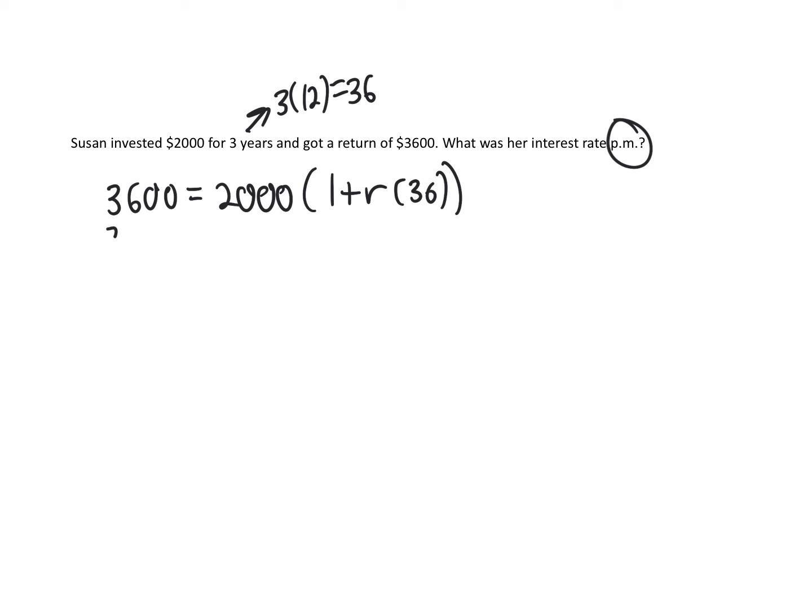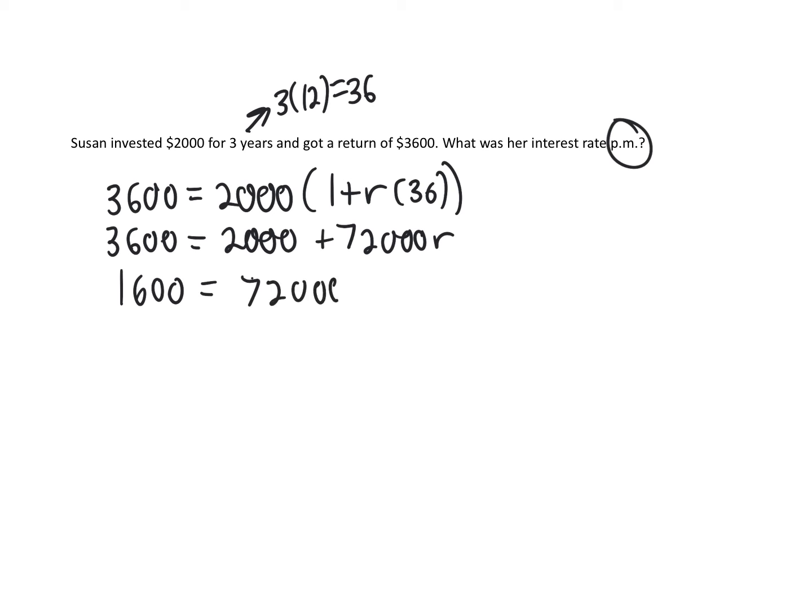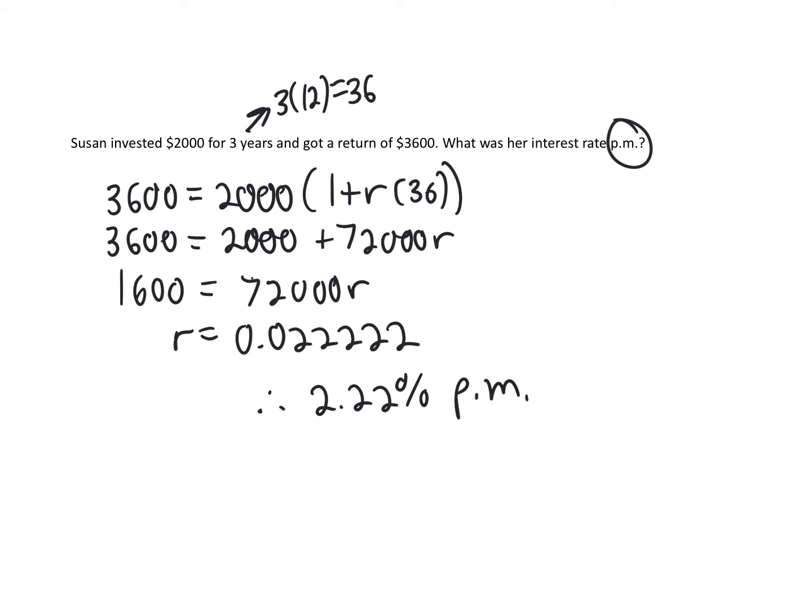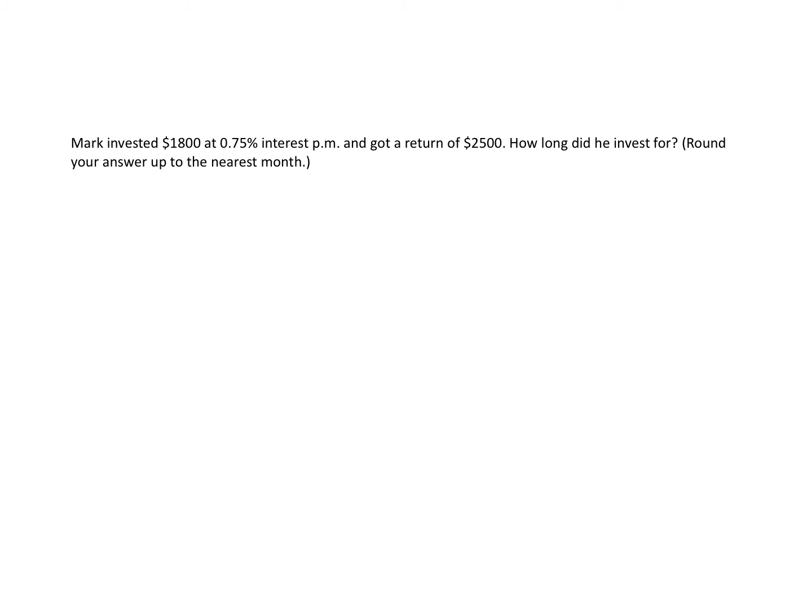So here, I'm going to multiply out the equations. 2,000 times 36 will give me 72,000 R. I can subtract the 2,000. And then I divide by the 72,000. So we get R equals 0.0222 repeated, which means we would have a 2.22% interest rate per month.